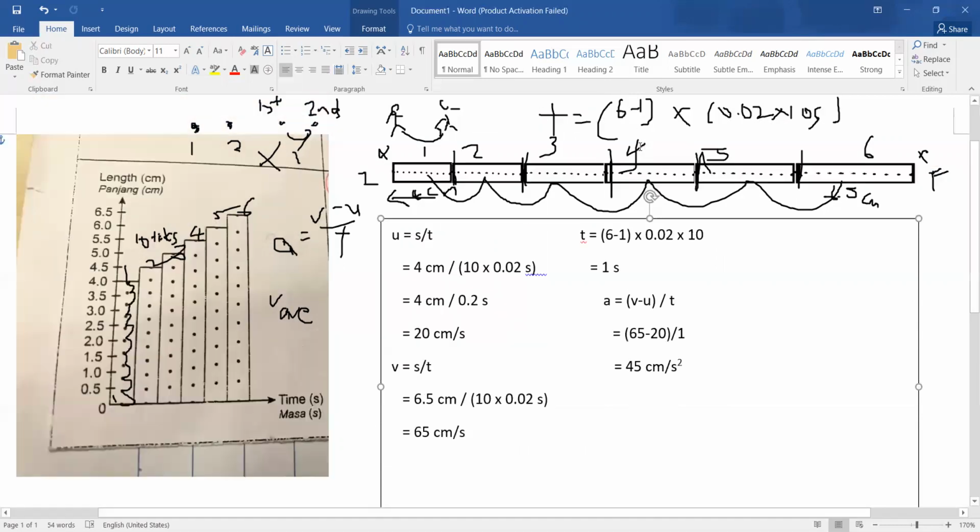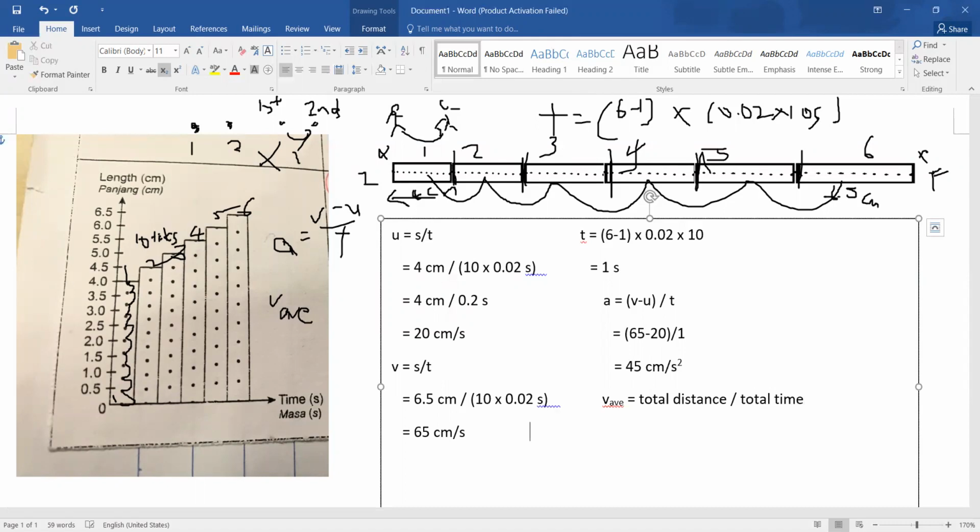Okay. Another one is how do we actually find the average velocity? What is the meaning of average? That means the total displacement or distance you have traveled divided by how much time. Throughout this distance, how much time you have taken. So average velocity is the total displacement or total distance divided by the total time.